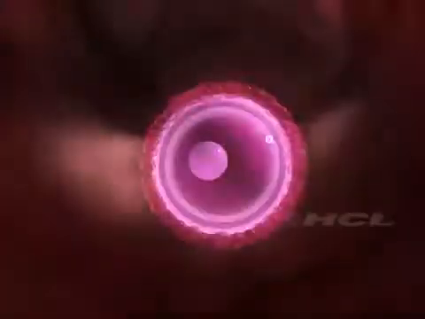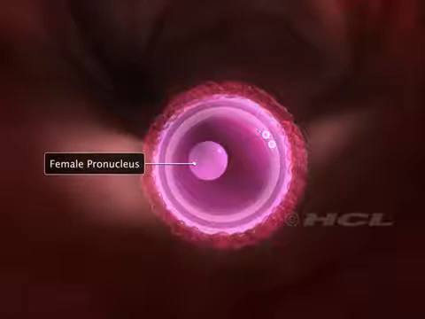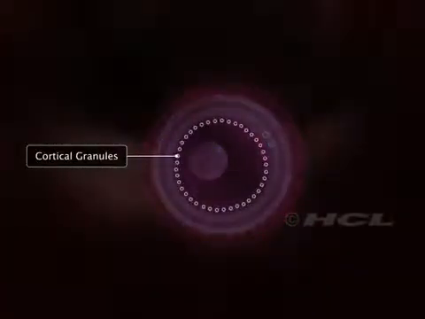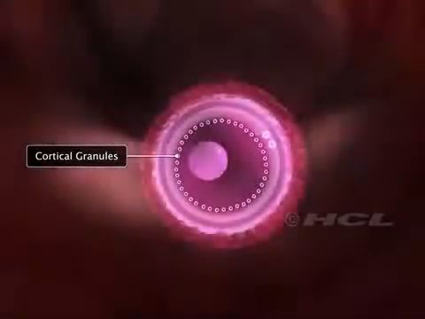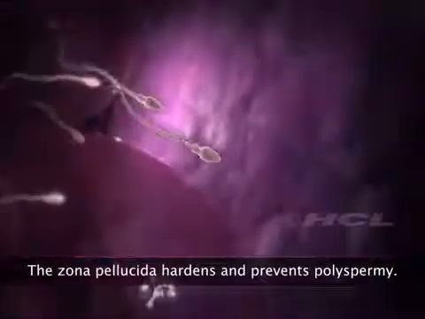This fusion triggers the secondary oocyte to complete its second meiotic division. The second meiotic division is also unequal and leads to the formation of a second polar body and a haploid ovum. The nucleus of the ovum is now called the female pronucleus. The cortical granules present below the egg plasma membrane release enzymes which harden the zona pellucida and block further entry of sperms.